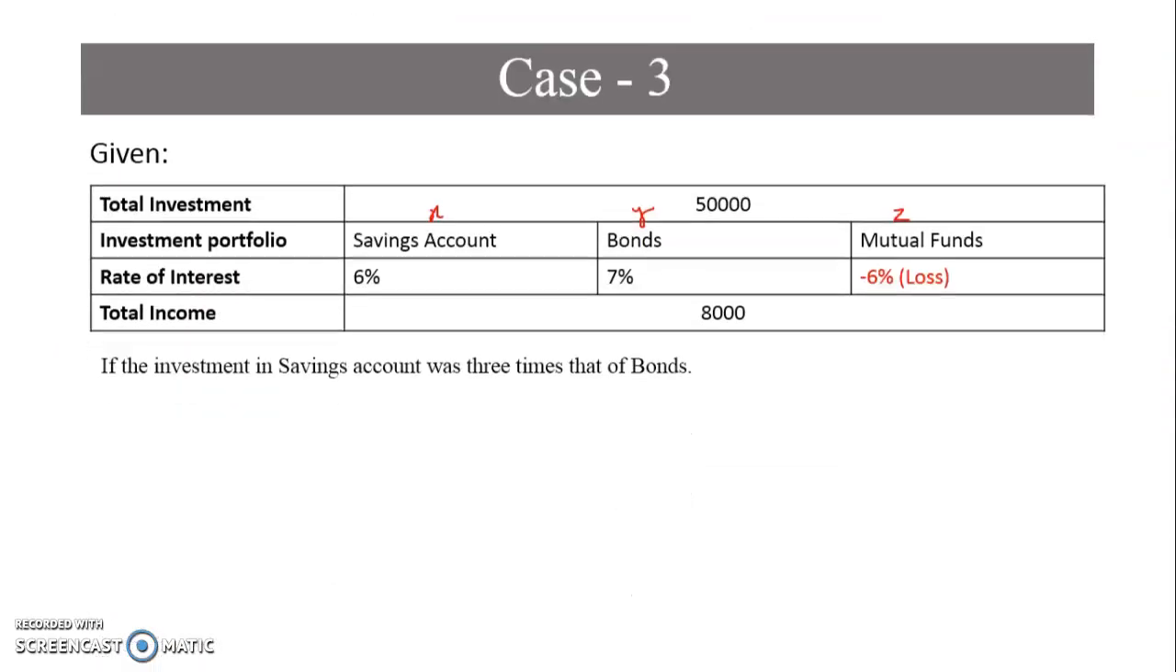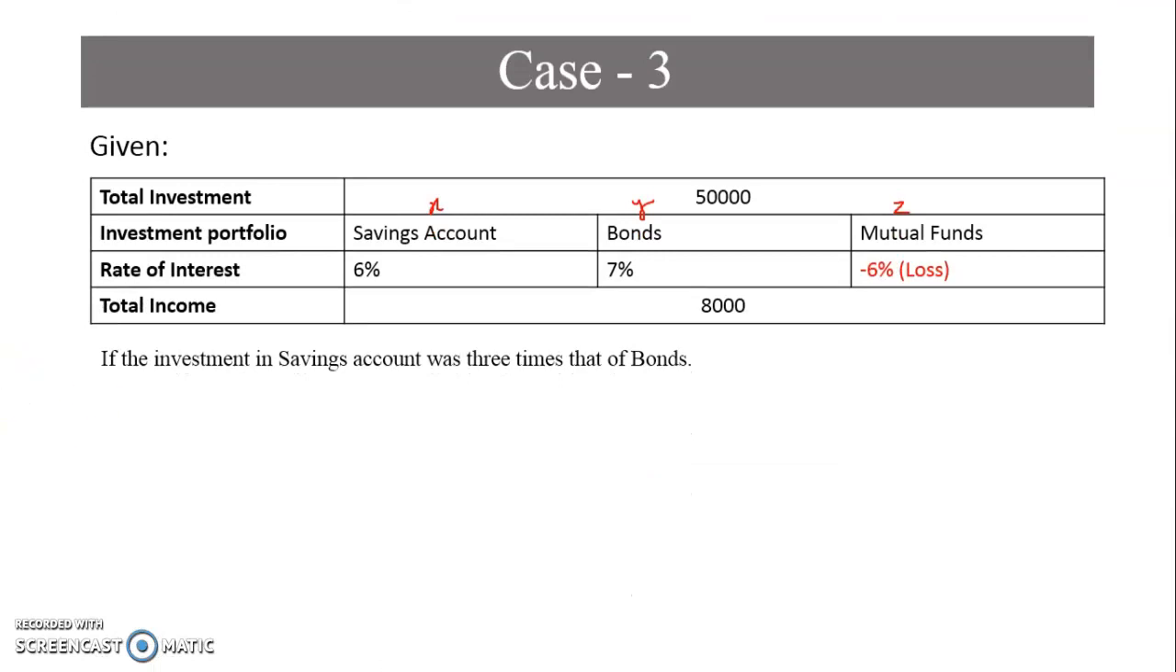Okay, now this is case 3. In case 3, it is written that if the investment in savings account was 3 times the investment of bonds, and it is talking about investments. Our investments are X rupees, Y rupees and Z rupees, right? So if the investment in savings account, that is X, is 3 times of bonds, so it will be X is equal to 3Y. Simple. So X is equal to 3Y. You can move this 3Y to the left hand side. So this is now your new equation 3.